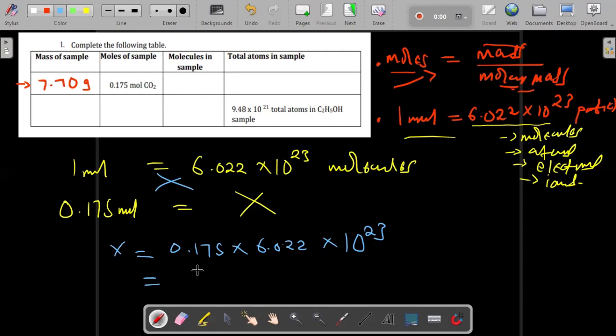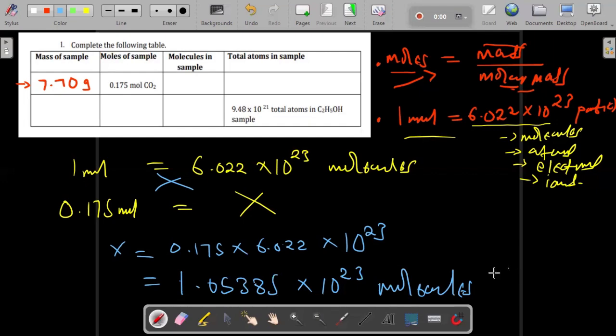So just go on your calculator, you punch 0.175 multiplied by 6.022 multiplied by 10 to the power 23. Okay, so when you multiply that, I'm getting my answer as 1.05385 multiplied by 10 to the power 23. So make sure you counter check with your own calculators as well. So you confirm if I'm finding the correct answers there. All right, so that will be 1.05385 times 10 to the power 23 molecules.